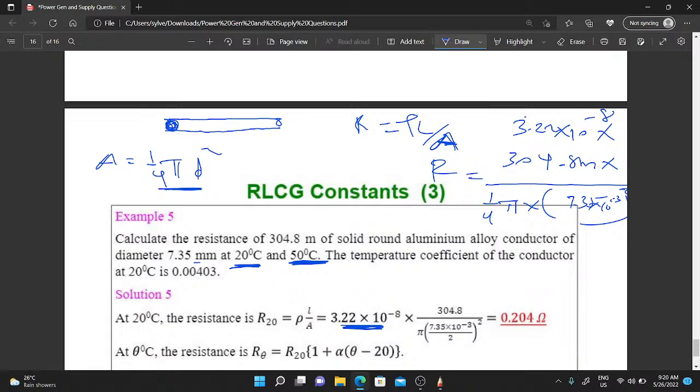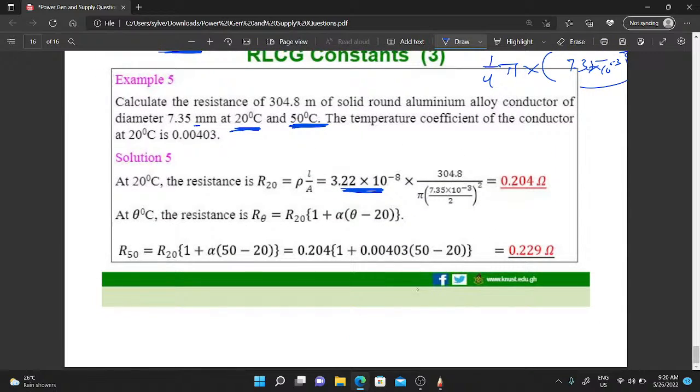The resistance at any other temperature is given by this. So we'll put in 20 degrees Celsius here. We have our temperature coefficient of resistance here, and we have our R at 20 here. So we can find it, and you will get this. Yes, so that is about it.